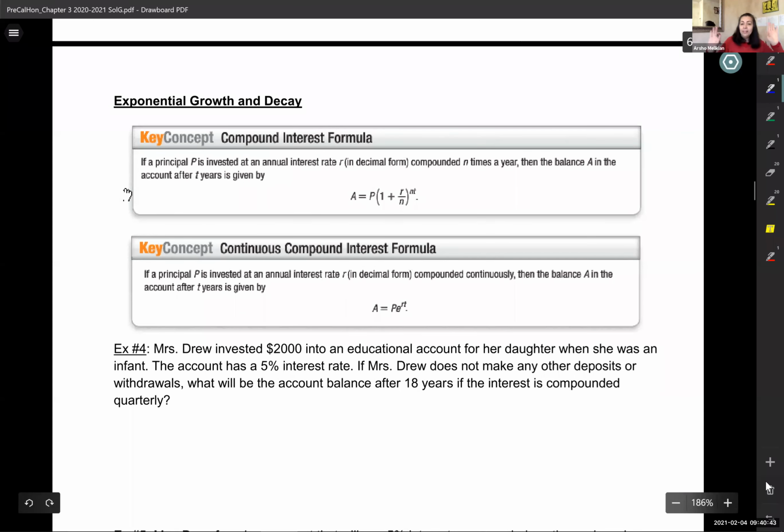So personal favorite of mine, that boy Euler. Pet peeve, so many people mispronounce his name. It's Euler. All right?